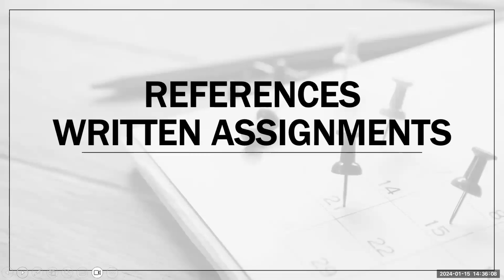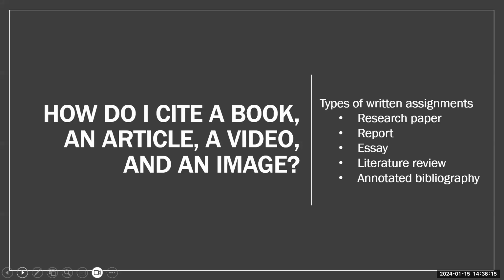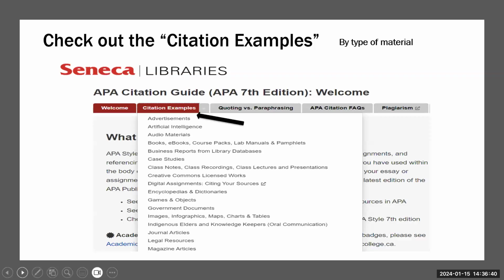Written assignments and how to create the references. This is a specific type of assignment, and that can include a research paper, a report, essay, literature review, annotated bibliography. When you are doing that written assignment, perhaps you're going to use a book, an article, a video, an image, and I'm going to show you the rule and examples. When you go to Seneca Libraries and click on citing sources, you're going to open up the APA Citation Guide. Under citation examples is a long list of the most common items used here at Seneca Polytechnic, and each of these categories is broken down even further.